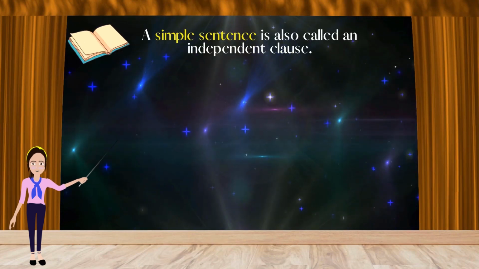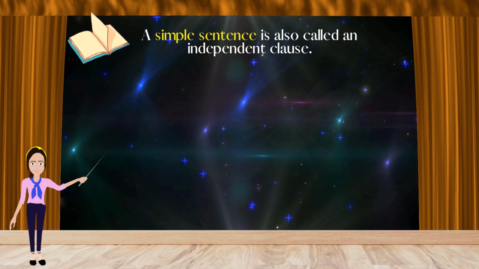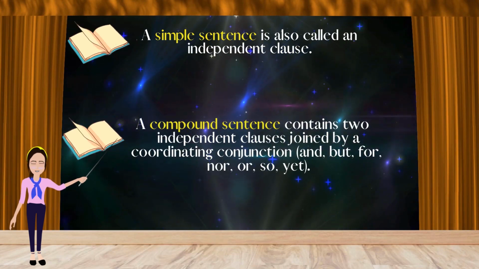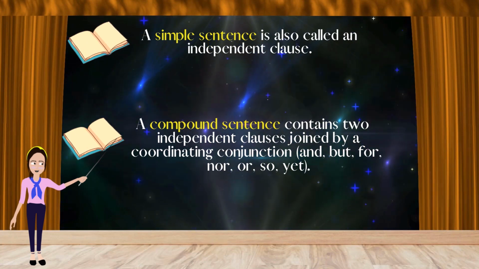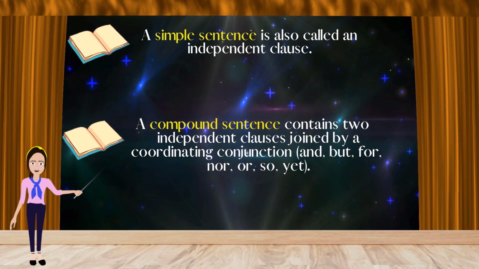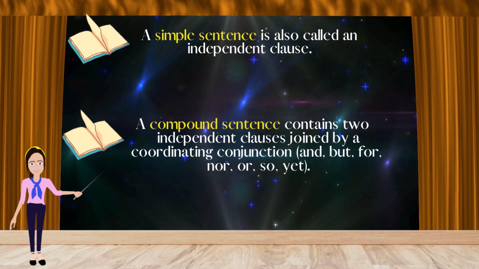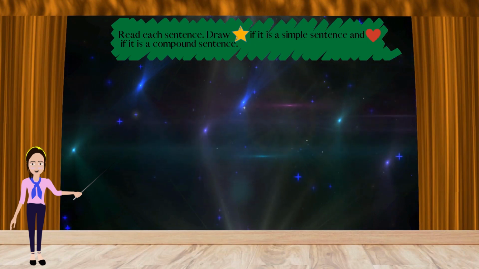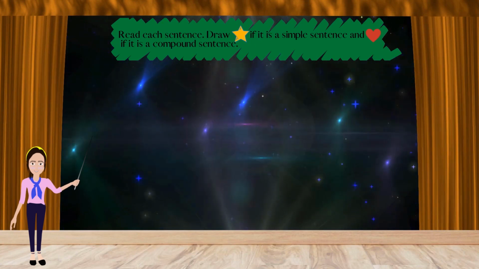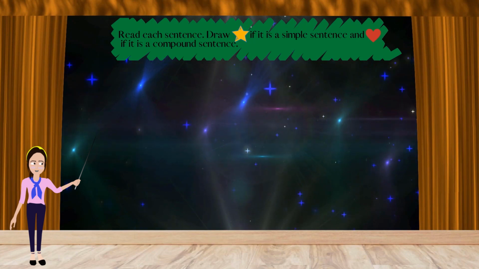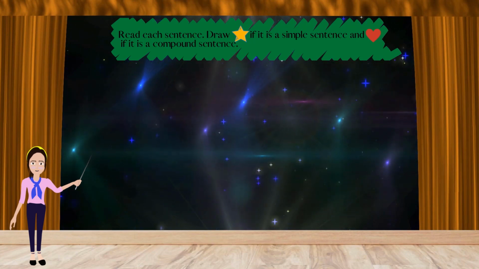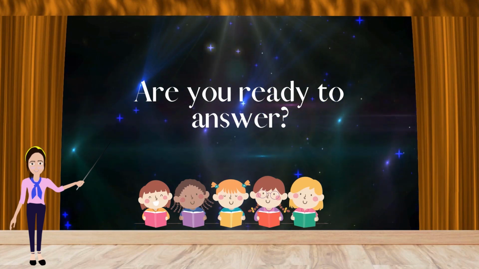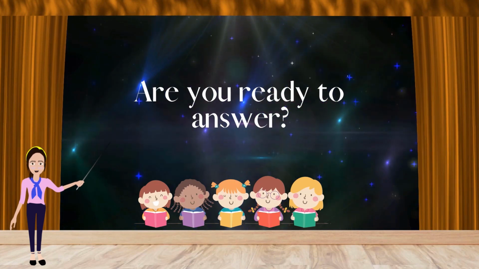A simple sentence is also called an independent clause, while a compound sentence contains two independent clauses joined by a coordinating conjunction: and, but, for, nor, or, so, and yet. Now let us try to answer this activity. Read each sentence, draw a star if it is a simple sentence, and a heart if it is a compound sentence. Now, are you ready to answer, kids? Very good!